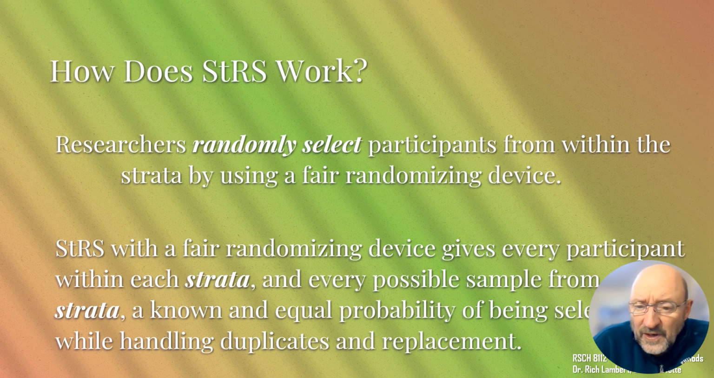So researchers randomly select participants from within the strata, but they do so using a fair randomizing device, just like we were talking about with simple random sampling. So very similarly then, the sampling strategy and device you use within each of the strata has to meet all the criteria that a simple random sample does. So there has to be a known and equal probability of any individual being selected, known and equal probability of any sample being selected, and you have to handle duplicates and replacement.